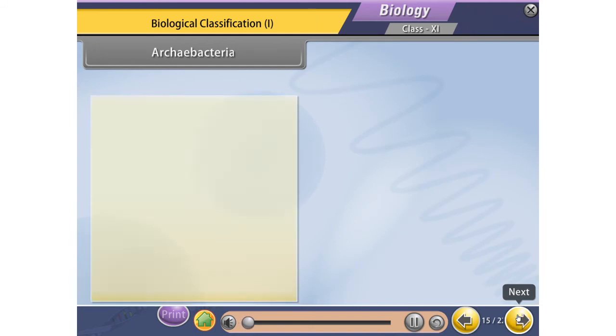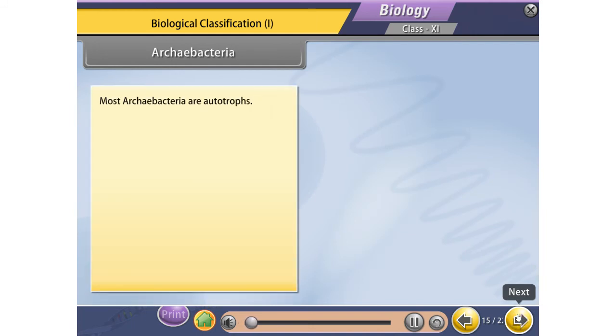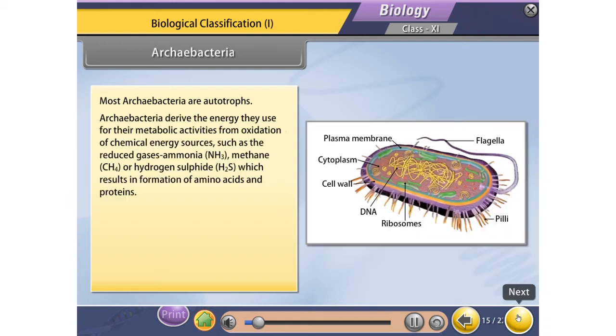Archaebacteria. Most Archaebacteria are autotrophs. Archaebacteria derive the energy they use for their metabolic activities from oxidation of chemical energy sources such as the reduced gases ammonia NH3, methane CH4, or hydrogen sulfide H2S, which results in formation of amino acids and proteins.